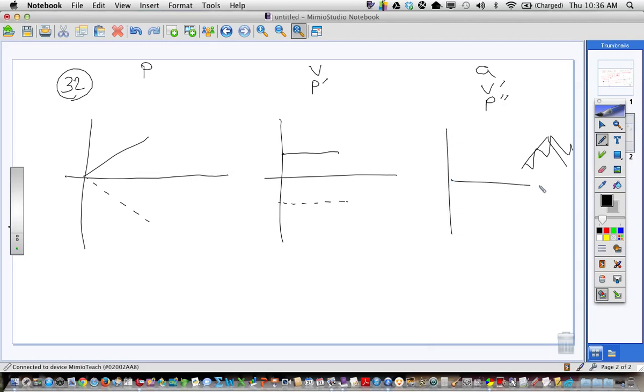And the acceleration has to be what? It's got to be 0. Because the graph over here has got to be the slope of this. So that's got to be 0, okay? All right, let's go to the next one.